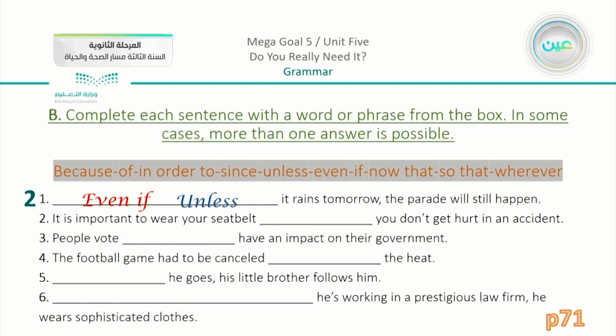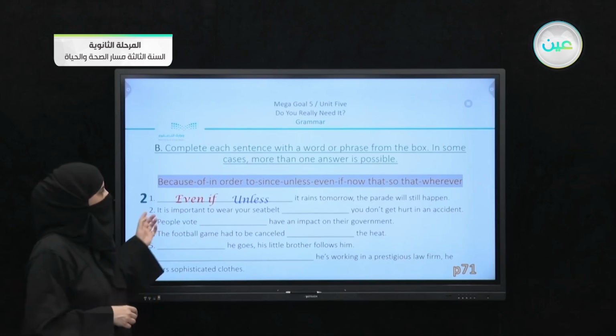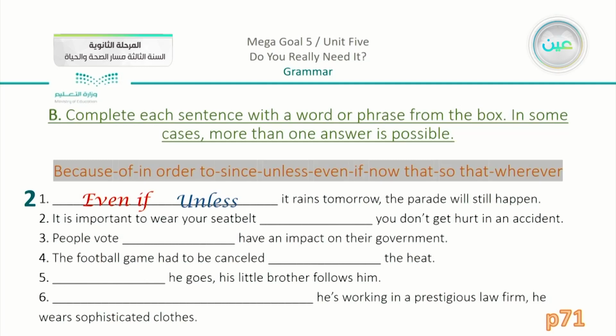Now number 2, it is important to wear your seatbelt. You don't get hurt in an accident. So I'm looking for a purpose here. What is the purpose of wearing a seatbelt? Now you can see the conjunctions that go with purpose. We have here because of, in order to, since, unless, even if, now that, so that, or wherever. Now we can see that there is a purpose here: so that you don't get hurt in an accident.